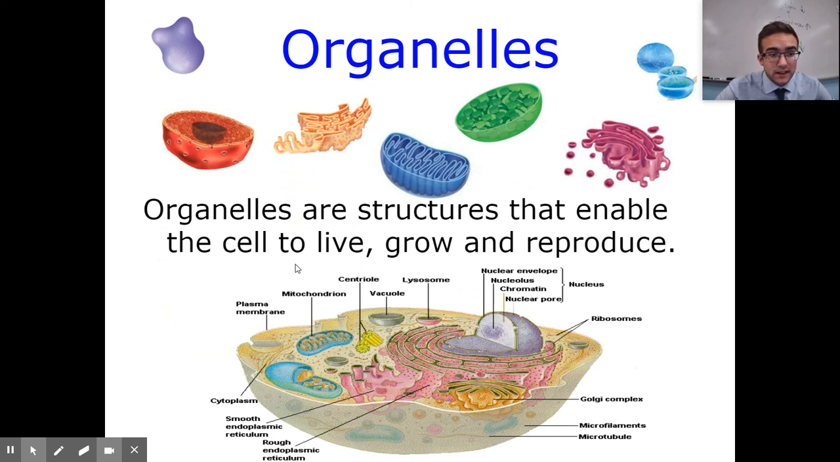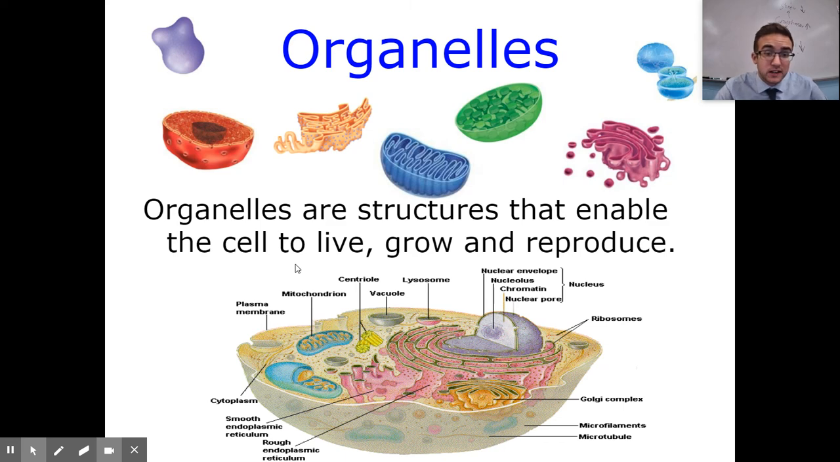Organelles are the ones that enable the cell to live, grow, and reproduce. A cell is the basic unit of life, and inside that cell there are a bunch of little things that help it do its functions. We're not going to talk about all the organelles, since we don't have the time to cover how they all work together. We'll only focus on 4 or 5 key ones.